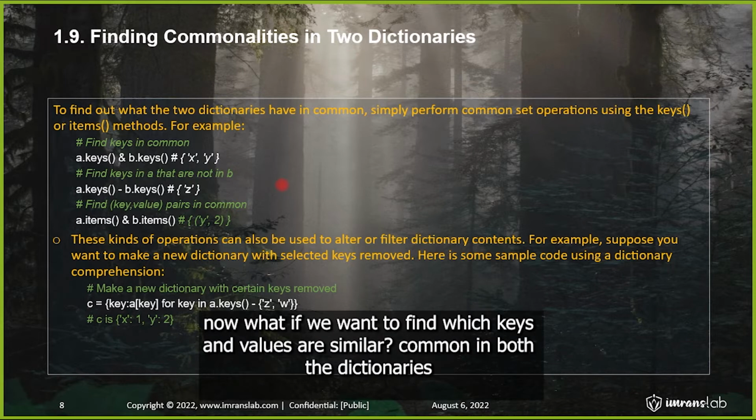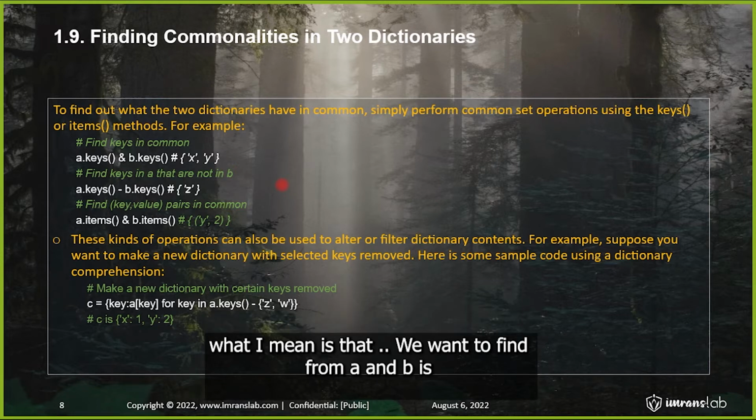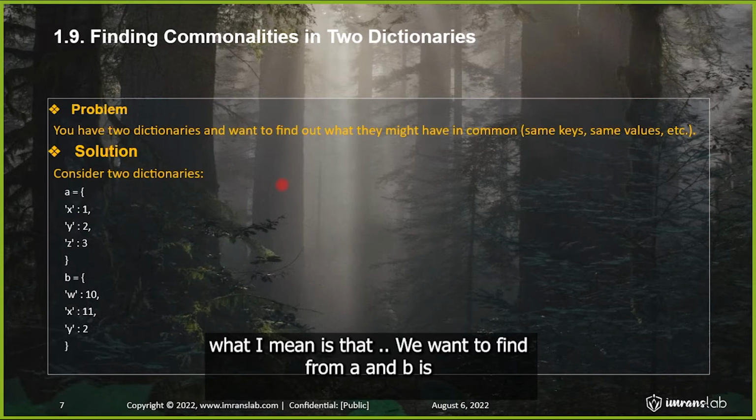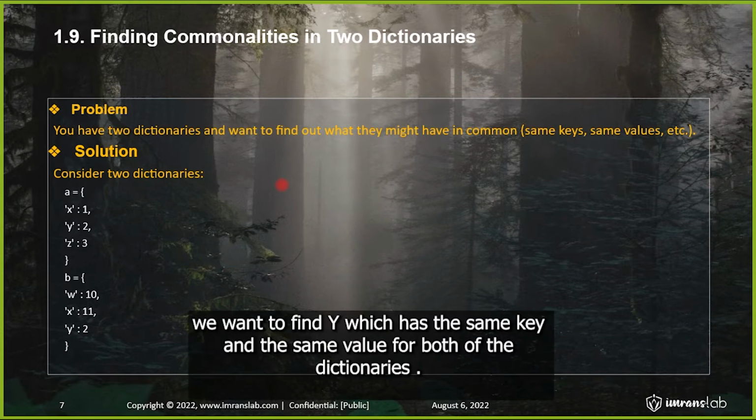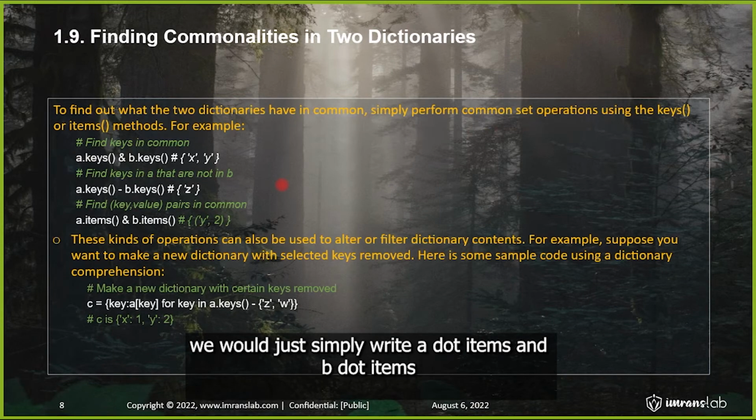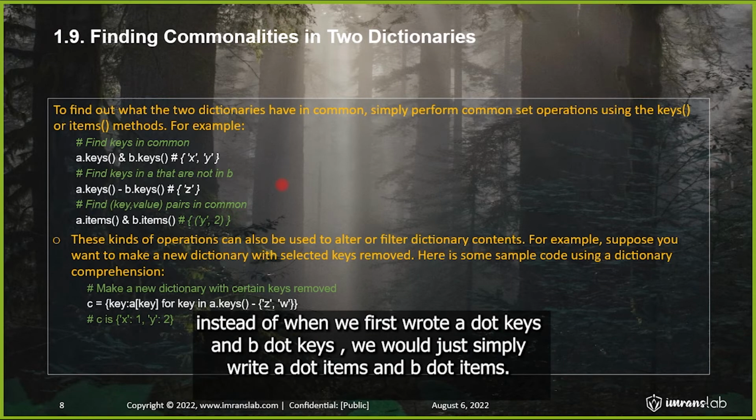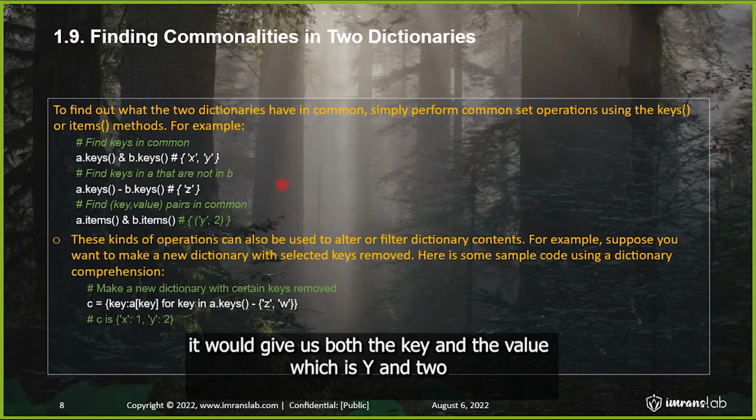Now, what if we want to find which keys and values are similar or common in both the dictionaries? What I mean is that we want to find from A and B is Y, which has the same key and same value for both of the dictionaries. Okay, we would just simply write a.items() & b.items(). Instead of when we first wrote a.keys() and b.keys(), we would just simply write a.items() and b.items(). This would give us both the key and the value, which is Y and 2.